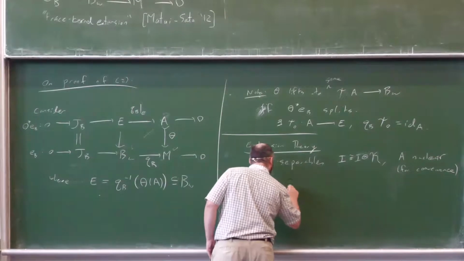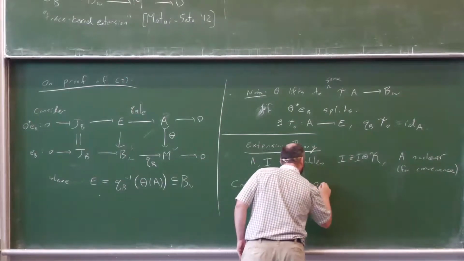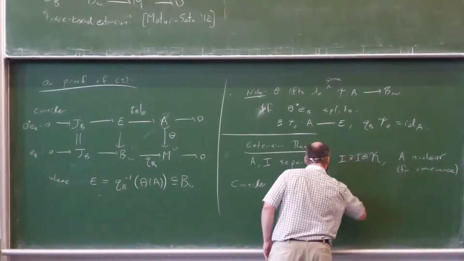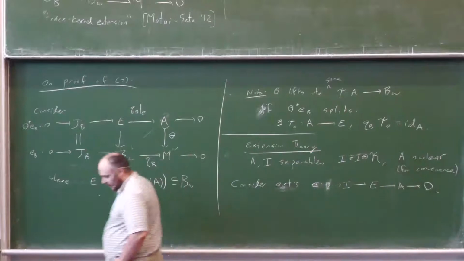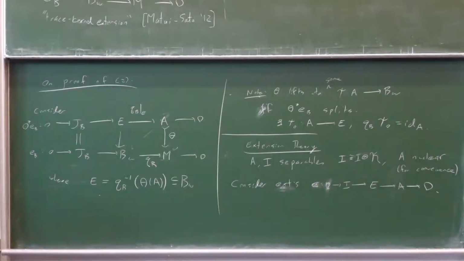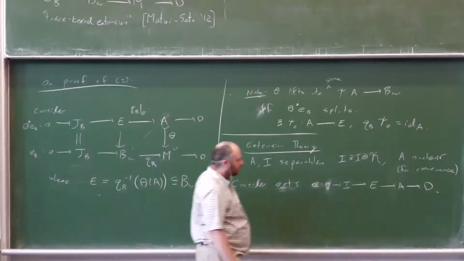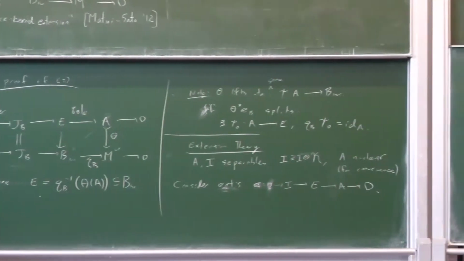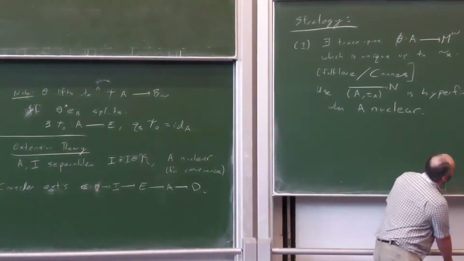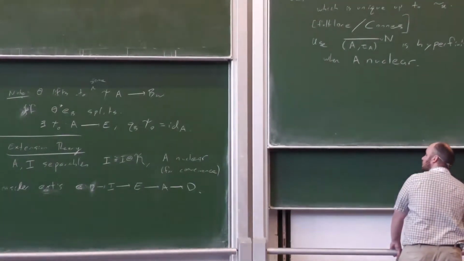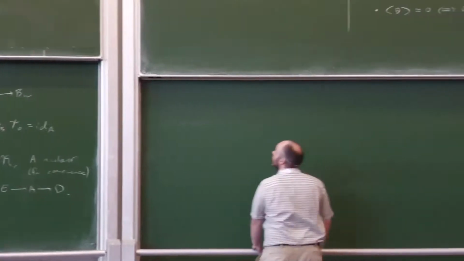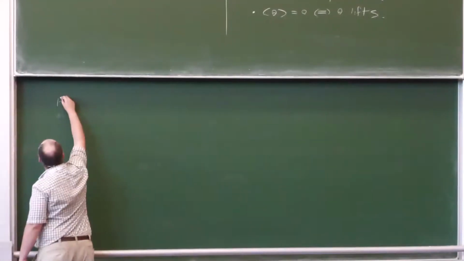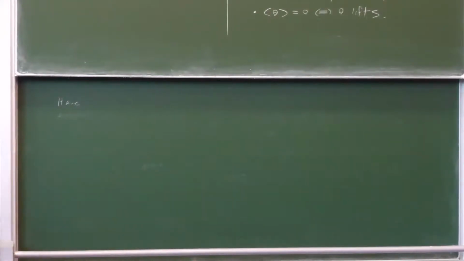Consider extensions of the same form of A by I. So we'll fix the I and the A and look at all possible ways of setting I as an ideal of something where the corresponding quotient is A. So I'm going to look at extensions. The goal is to turn this set of extensions into an abelian group.